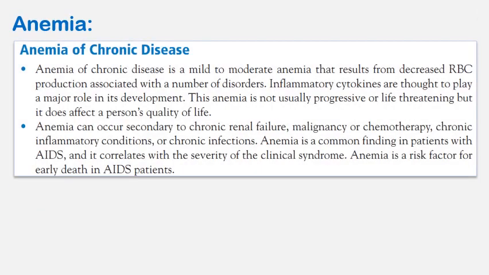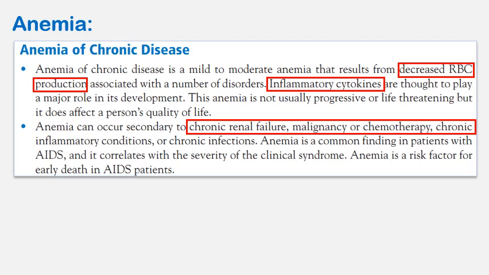The other type of anemia is anemia of chronic disease. Anemia of chronic disease could be mild, could be moderate. It results from a decrease in RBC production. There is no problem with the iron. Maybe the iron is at a good level, but the incorporation of iron into the heme, and thus the production of RBC, is impaired due to a number of inflammatory cytokines like interleukin 6 and hepcidin, which inhibit the incorporation of iron into the hemoglobin and the production of RBC.